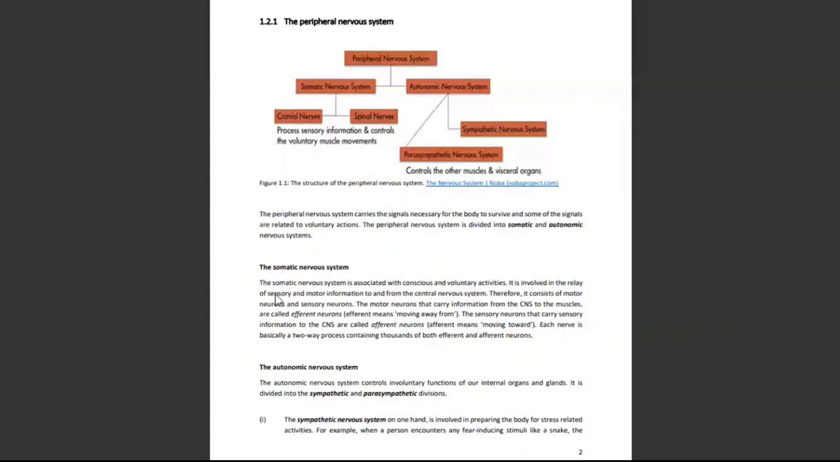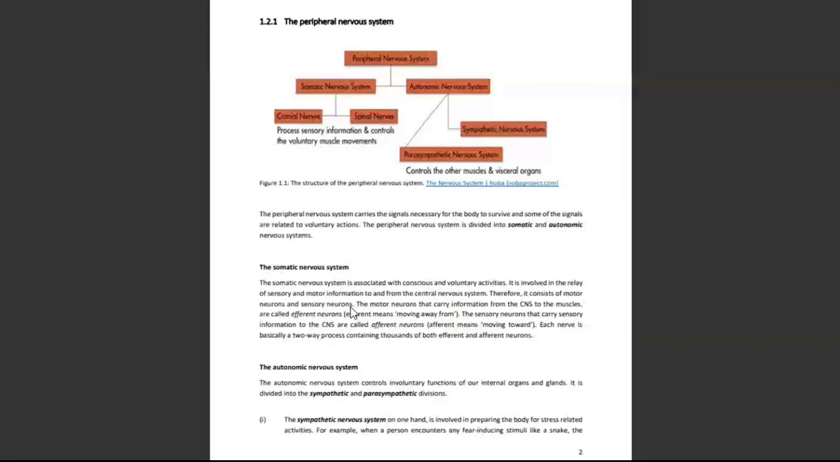The somatic nervous system is associated with conscious, meaning you are aware, and voluntary action, not involuntary. It is involved in a relay of sensory and motor information to and from the central nervous system. Therefore, it consists of motor and sensory neurons. We're still going to discuss what we mean by sensory and motor neurons.